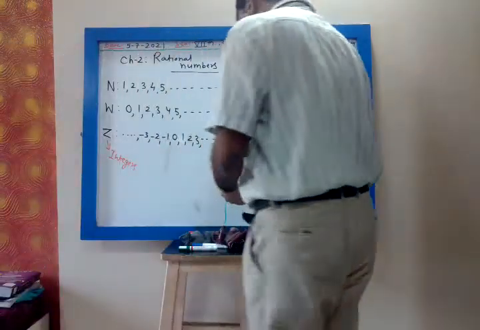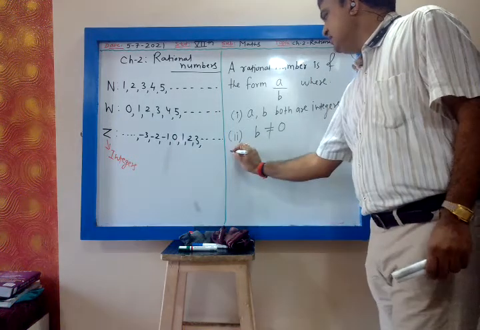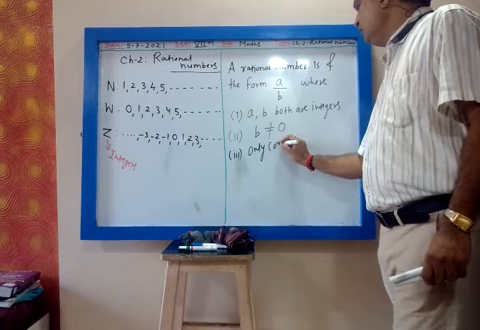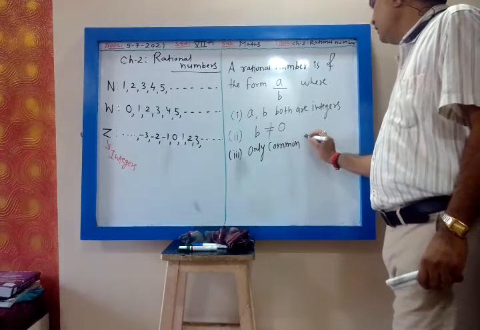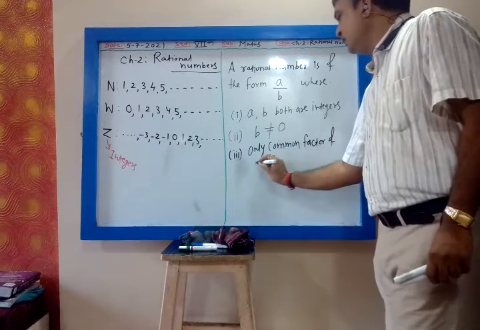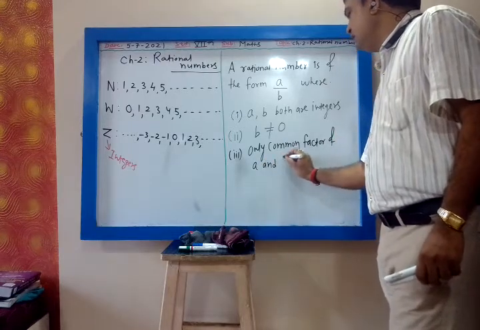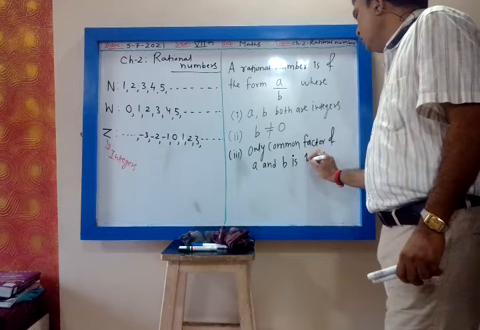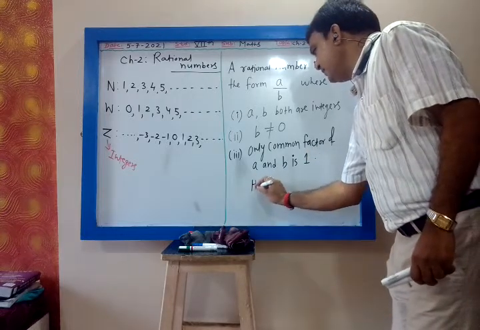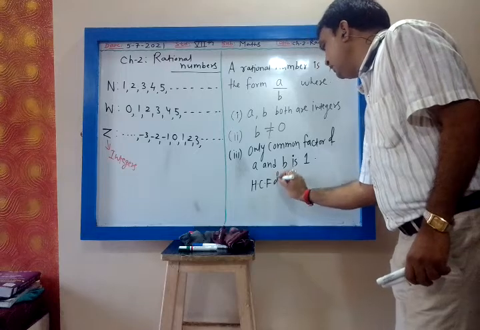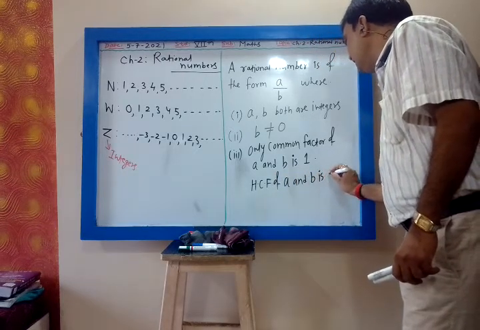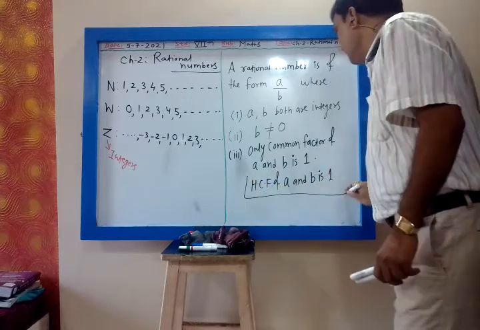And the third condition is that the only common factor of a and b is 1. Only common factor means the HCF of a and b is 1. So these are the three conditions for a rational number.